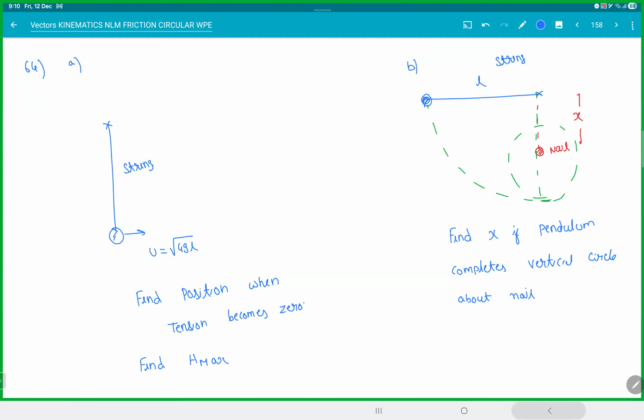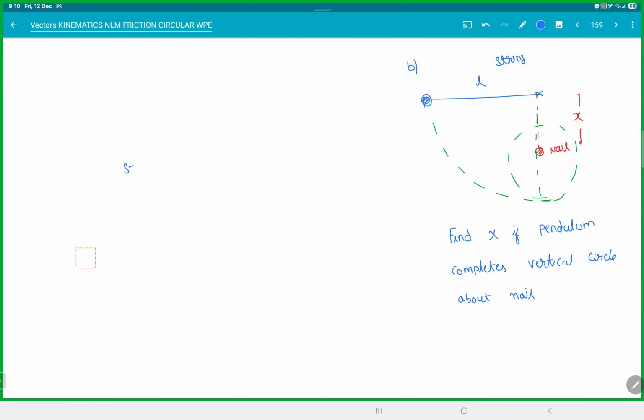What to do? So at the point when the tension becomes 0, with speed root 4gl, that would be somewhere at this position. Your tension becomes 0. I will take the angle from the vertical as theta. So at this position, this is theta. So this will be mg cos theta, and the centrifugal force will be mv square by L. We get mg cos theta is equal to mv square by L.